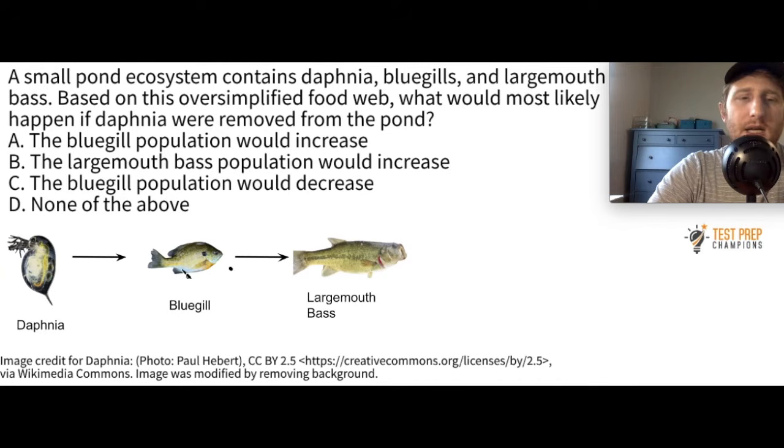So with this in mind, if we take out the Daphnia, and this is oversimplified, right? If we assume, for the purpose of the example, that the bluegill's only food source in the pond is Daphnia, what's going to happen if we eliminate that food source? Well, the bluegill aren't going to have that food source anymore, and eventually they're going to starve, and the population of bluegill is going to decrease because they're going to starve. So C is the correct answer here. Poor bluegills.